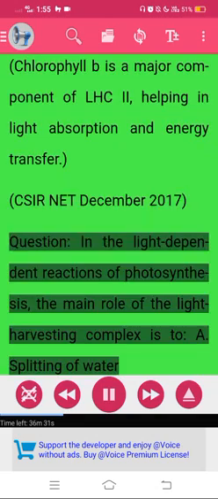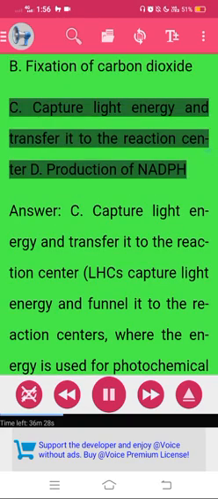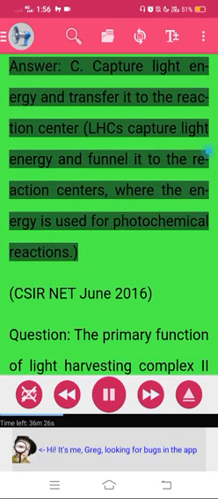CSIR NET December 2017. Question: in the light-dependent reactions of photosynthesis, the main role of the light harvesting complex 2 is: A. Splitting of water. B. Fixation of carbon dioxide. C. Capture light energy and transfer it to the reaction center. D. Production of NADPH. Answer: C. Capture light energy and transfer it to the reaction center. LHCs capture light energy and funnel it to the reaction centers, where the energy is used for photochemical reactions.